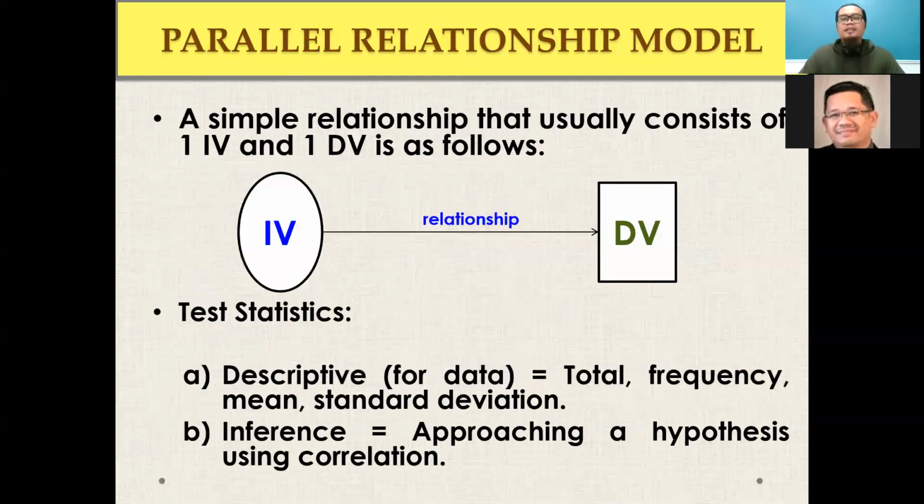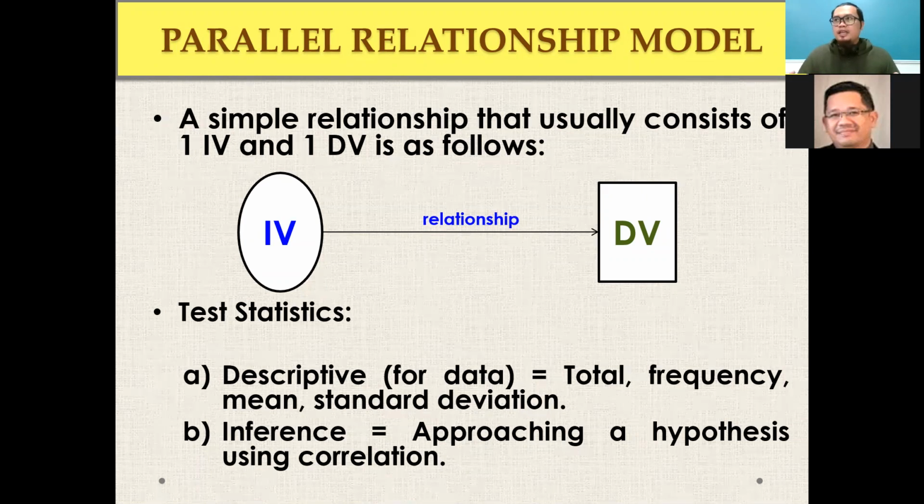Okay, number 1 is parallel relationship models, to show the relationship directly between IV and DV. A simple relationship usually consists of one IV and one DV, as in a flow-like diagram showing this relationship. We call that parallel relationship models. For the test statistics, first, descriptive statistics for the data.